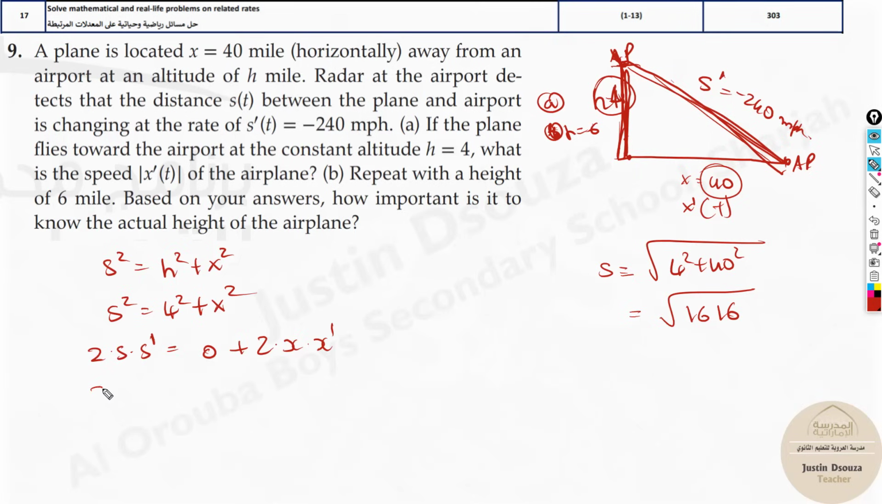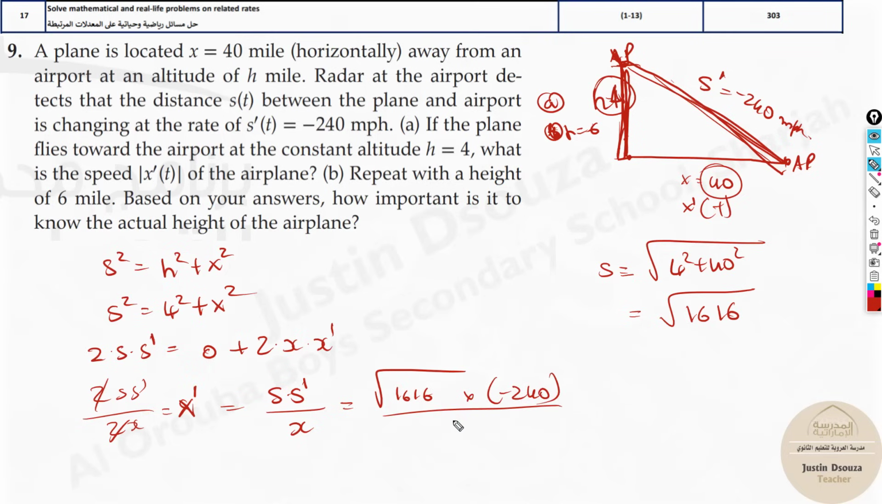So let me take everything to the other side. 2s into s dash divided by 2 into x is equal to x dash. This cancels out, leaving only the distance times the rate of change of distance between the plane and airport, divided by the horizontal distance. Now substitute all that we know. What is s? It is the square root of 1616. Multiply it with s dash, which is minus 240 as given, divided by x, which is 40 miles, right?